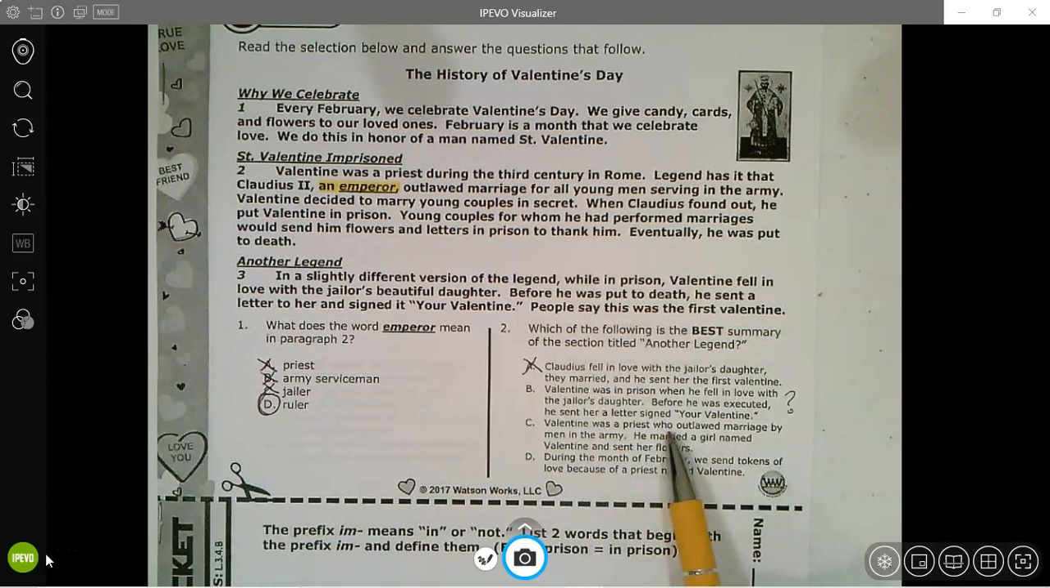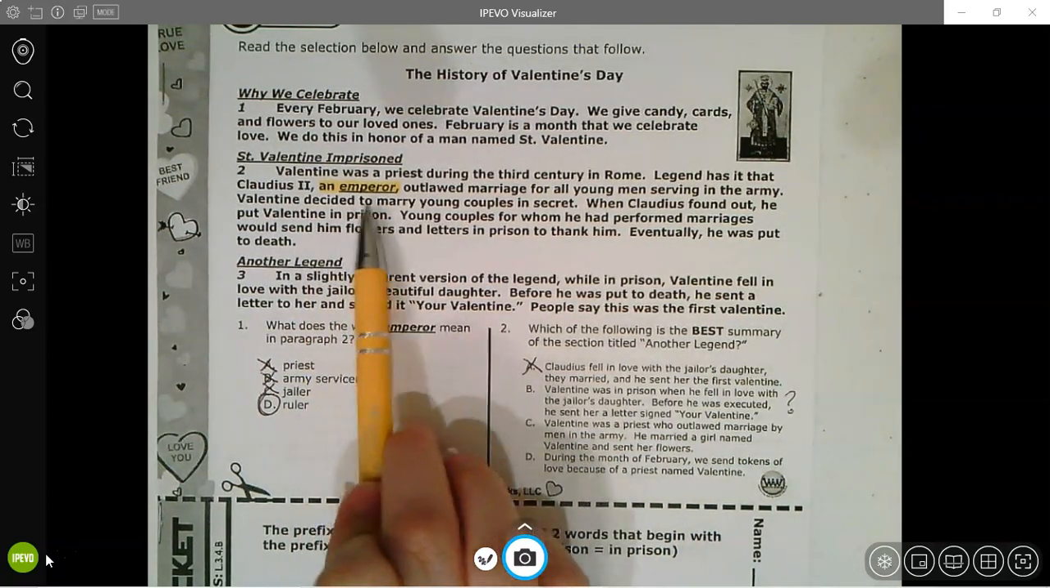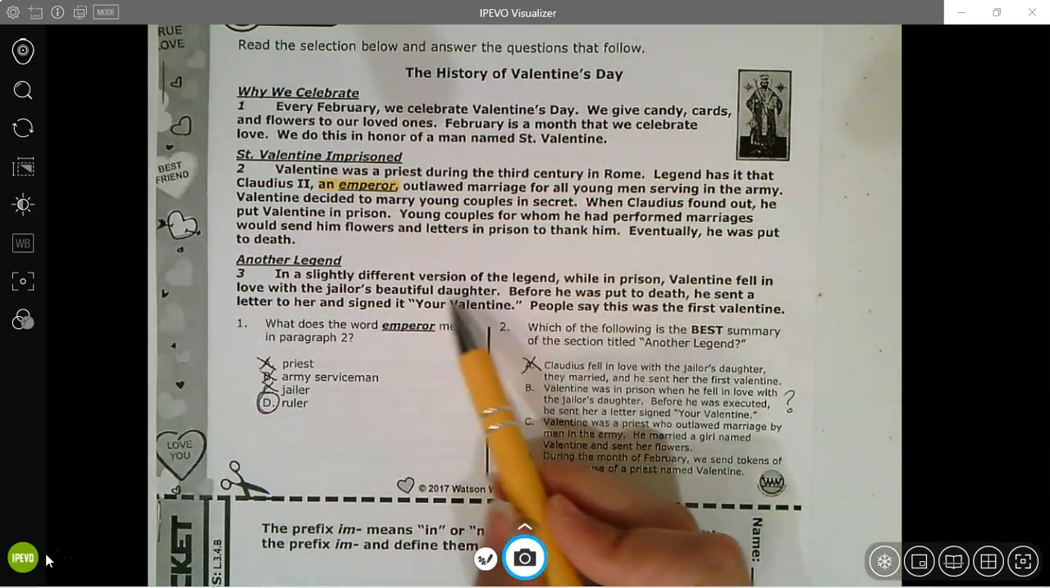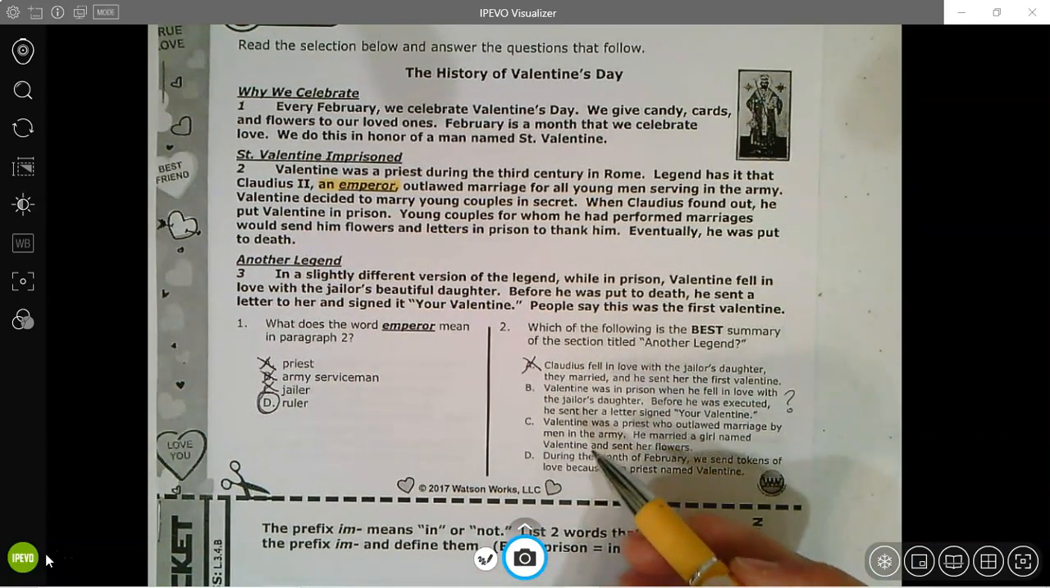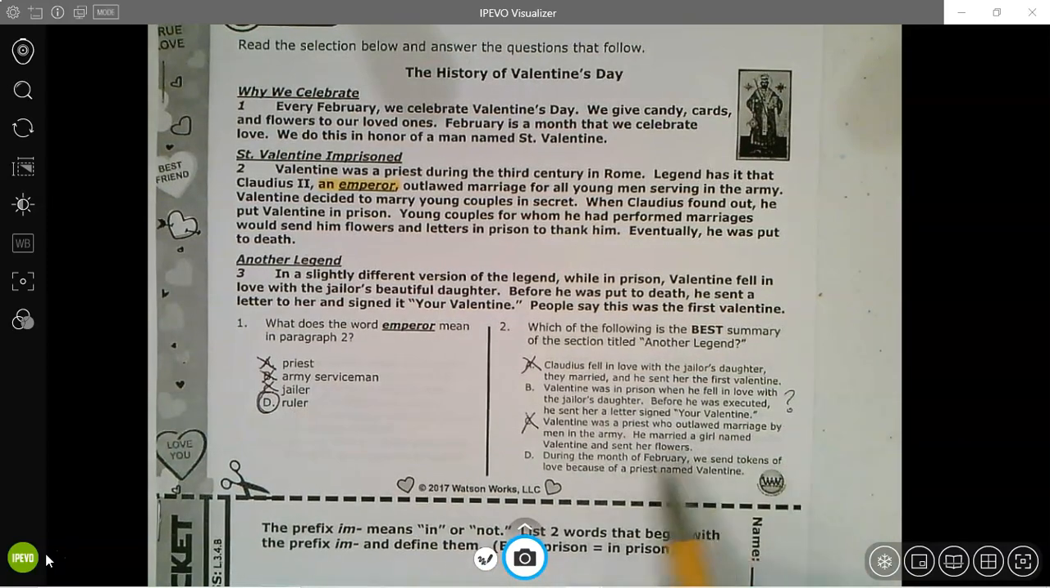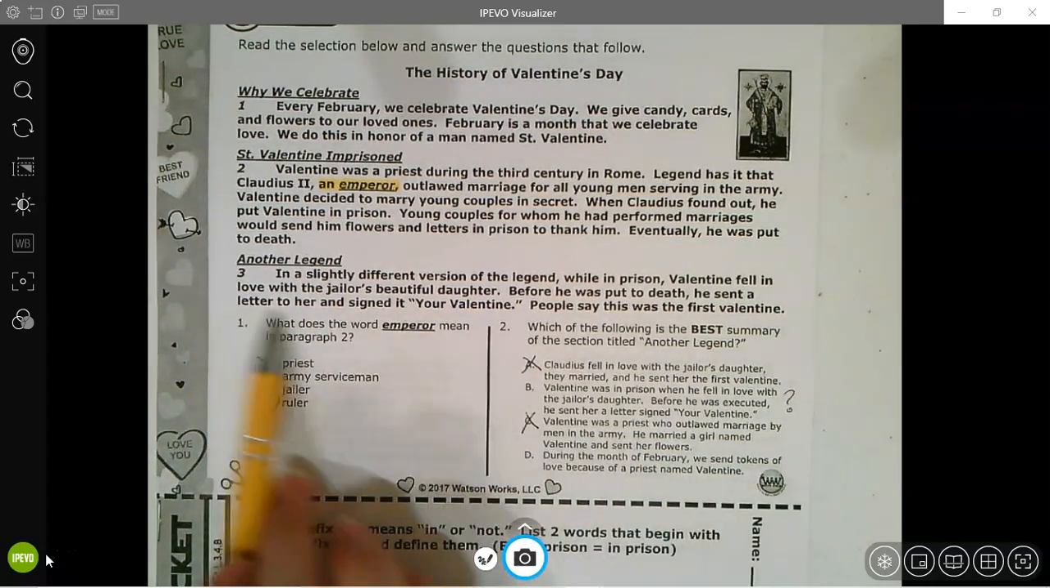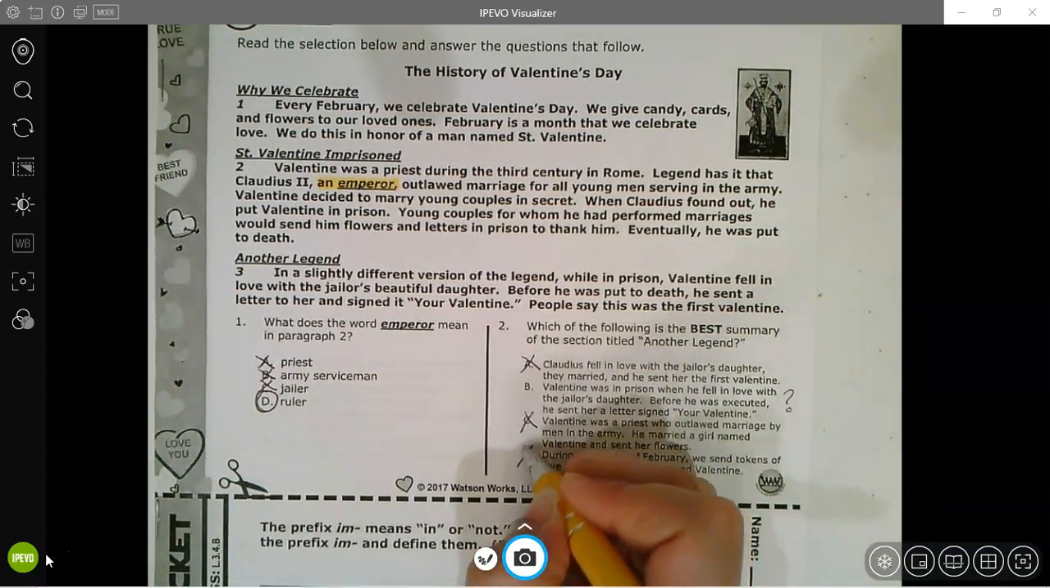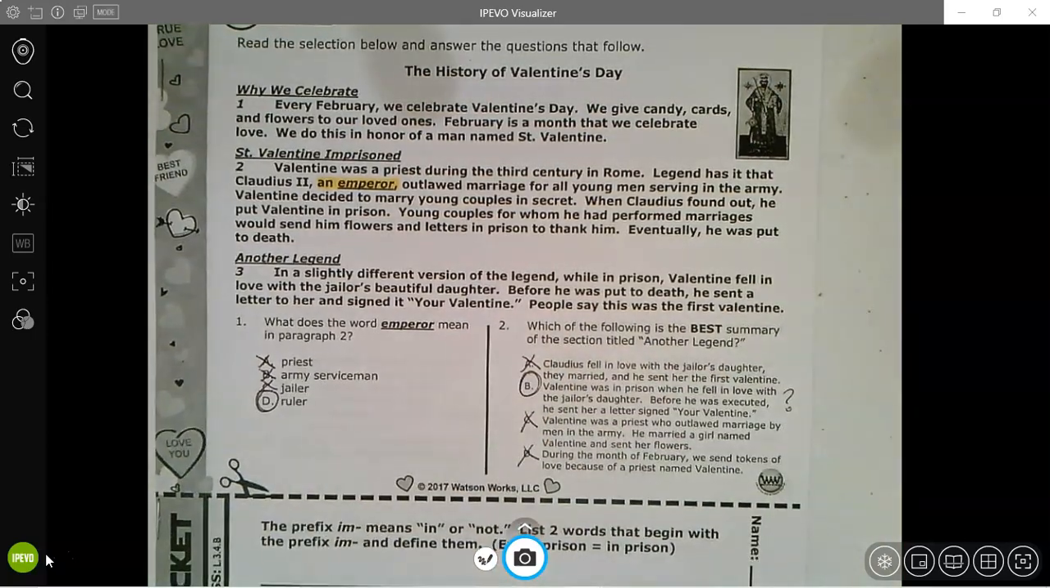Valentine was a priest who outlawed marriage. Now, did he outlaw marriage? No. Claudius outlawed marriage. Plus, this was talking about how he was in prison. During the month of February, we send tokens of love because the priest named Valentine. Did we read any of that in this third paragraph? No. So my answer is B.